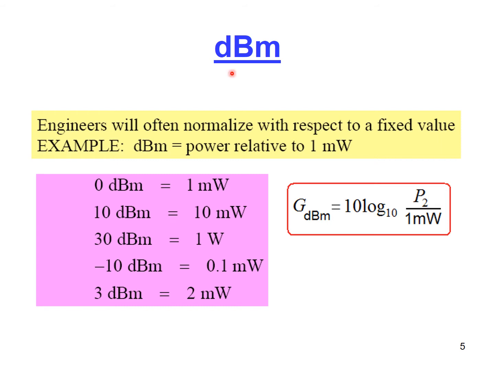Another term used is dBm. dBm is when you have just one power and you normalize it or compare it with 1 milliwatt, then the answer you get is represented as dBm, meaning that you are comparing with 1 milliwatt. The formula for power is 10 log P2 over 1 milliwatt, and in this case, if P2 is 1 milliwatt, then the ratio will be 1, and log 10 of 1 will be 0. So for 1 milliwatt P2, it will be 0 dBm. So whenever it is written as dBm, we should understand that we are comparing with 1 milliwatt, and similarly for other values of P2.